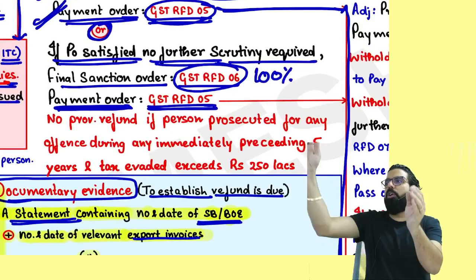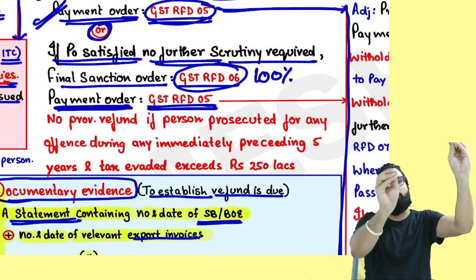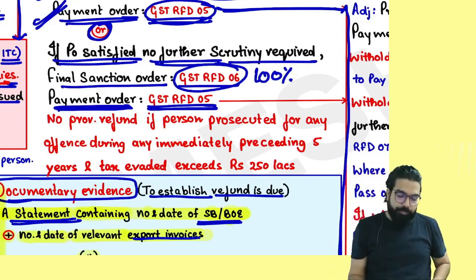Now, where will the payment order go? From the payment order, a consolidated payment advice will be created. It will be sent to the PFMS website, and the money will be given in your bank account.